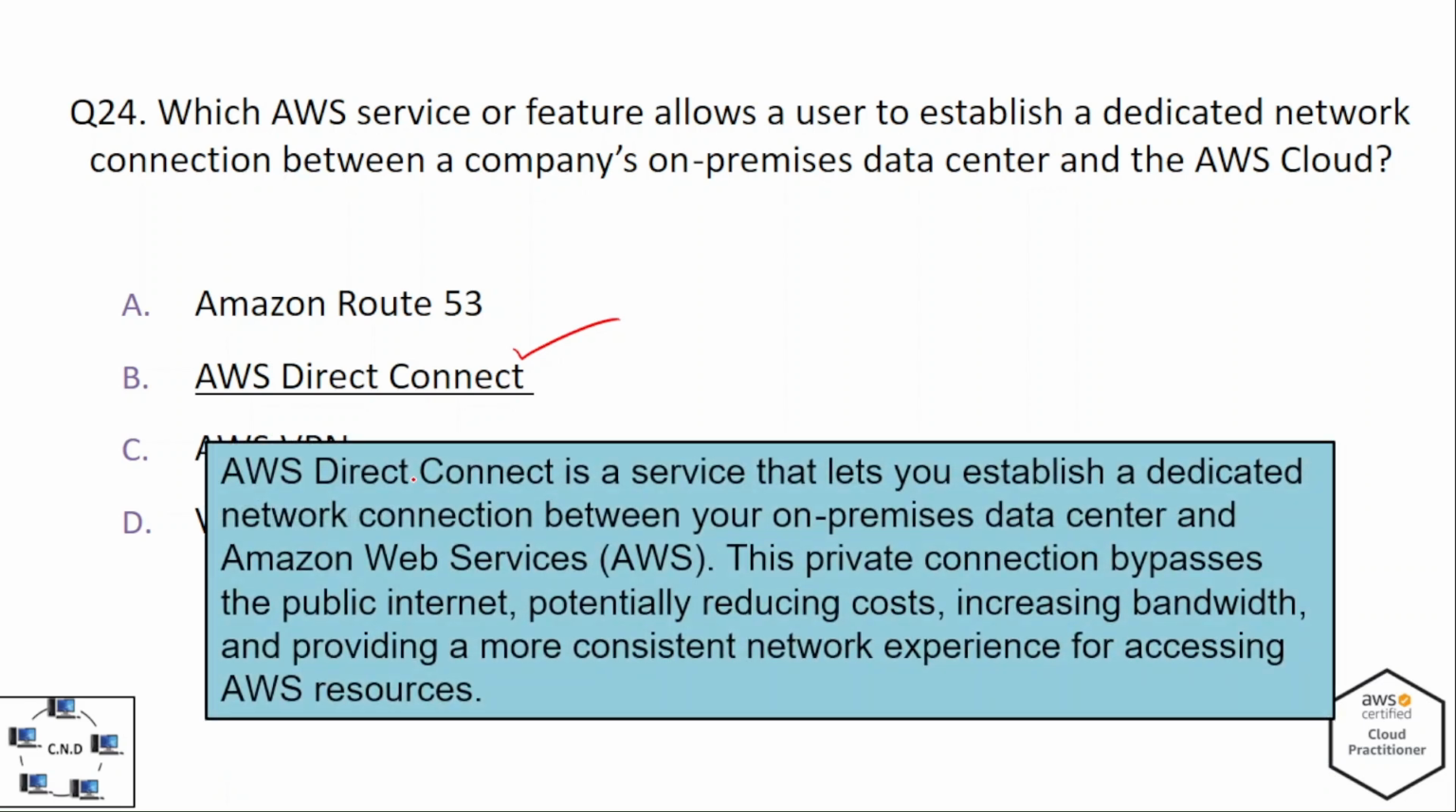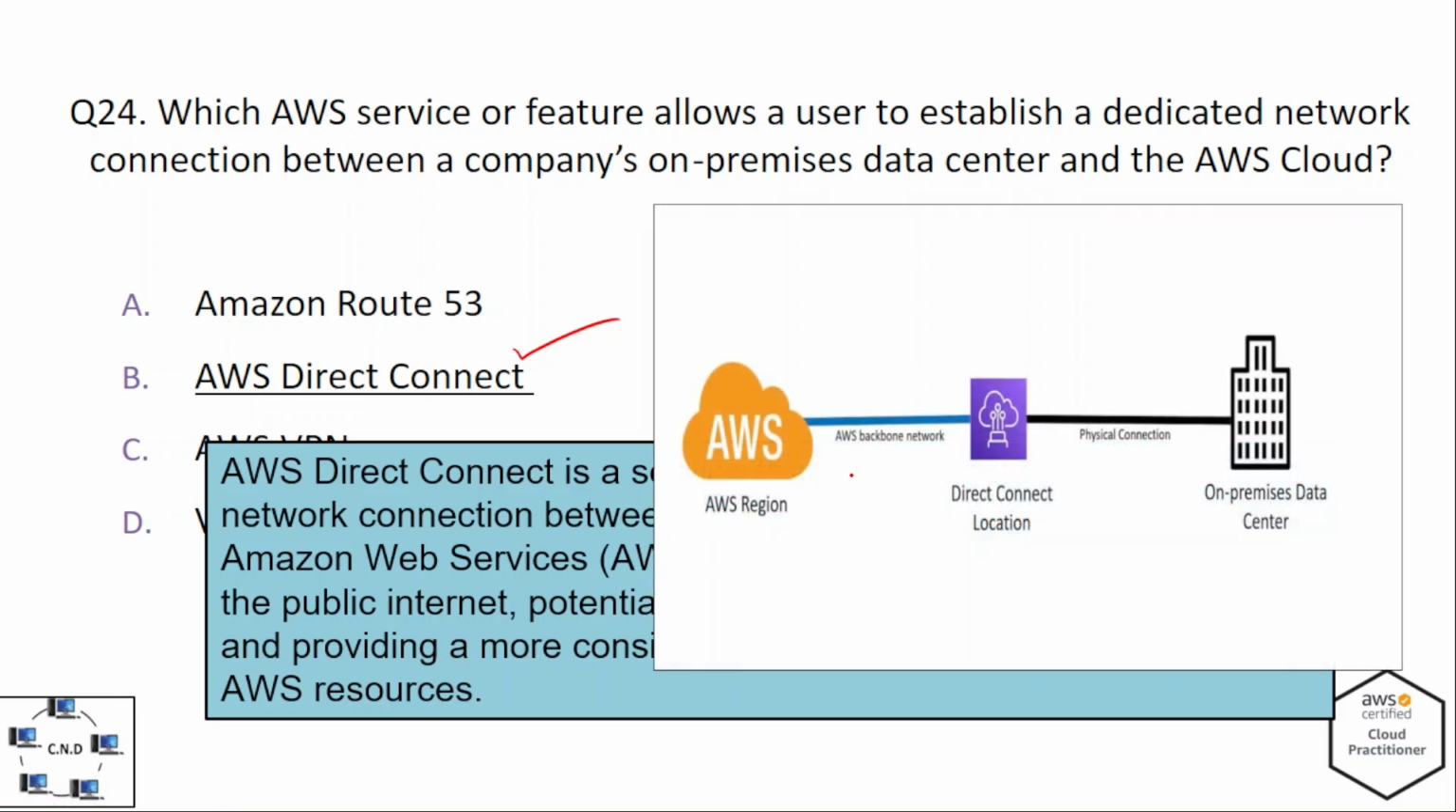So as the name indicates, AWS Direct Connect is a service that lets you establish a dedicated network connection between your on-premises data center and Amazon Web Services. This private connection bypasses the public internet, potentially reducing cost, increasing bandwidth, and providing a more consistent network experience for accessing AWS resources.